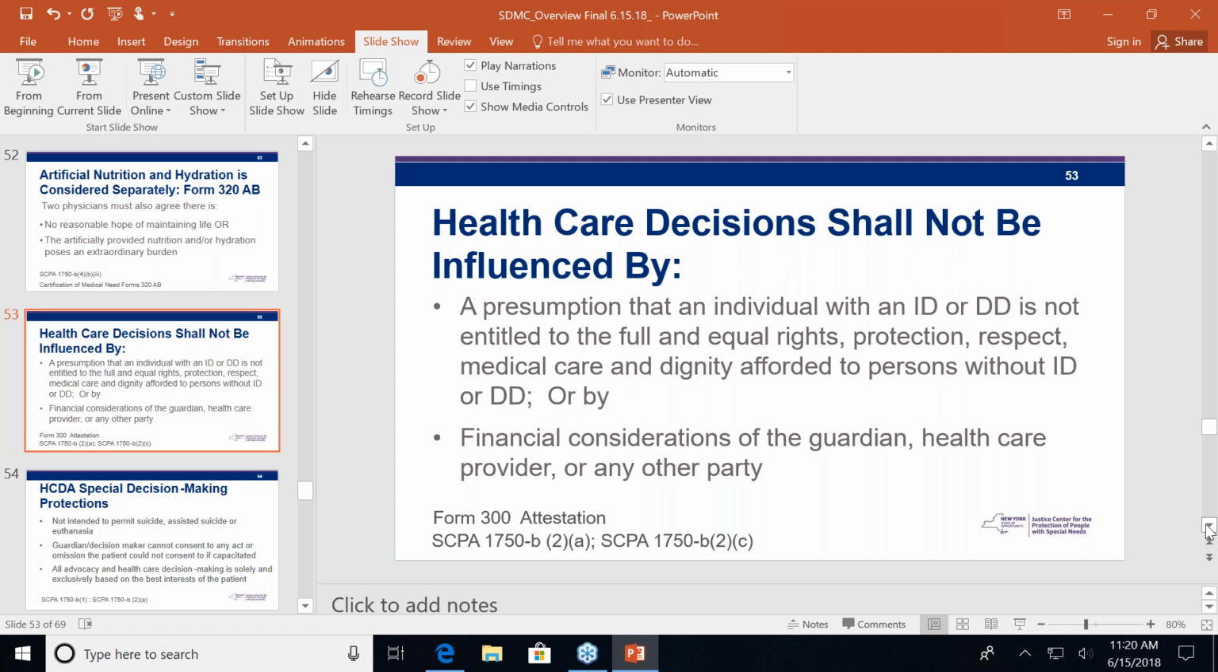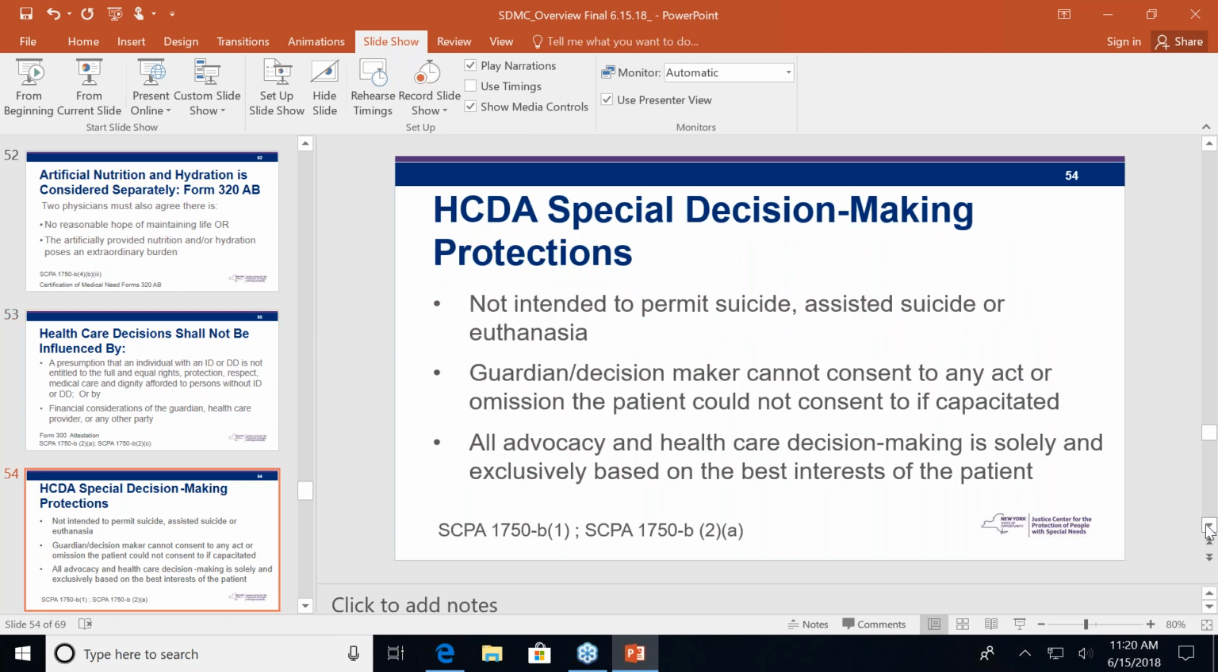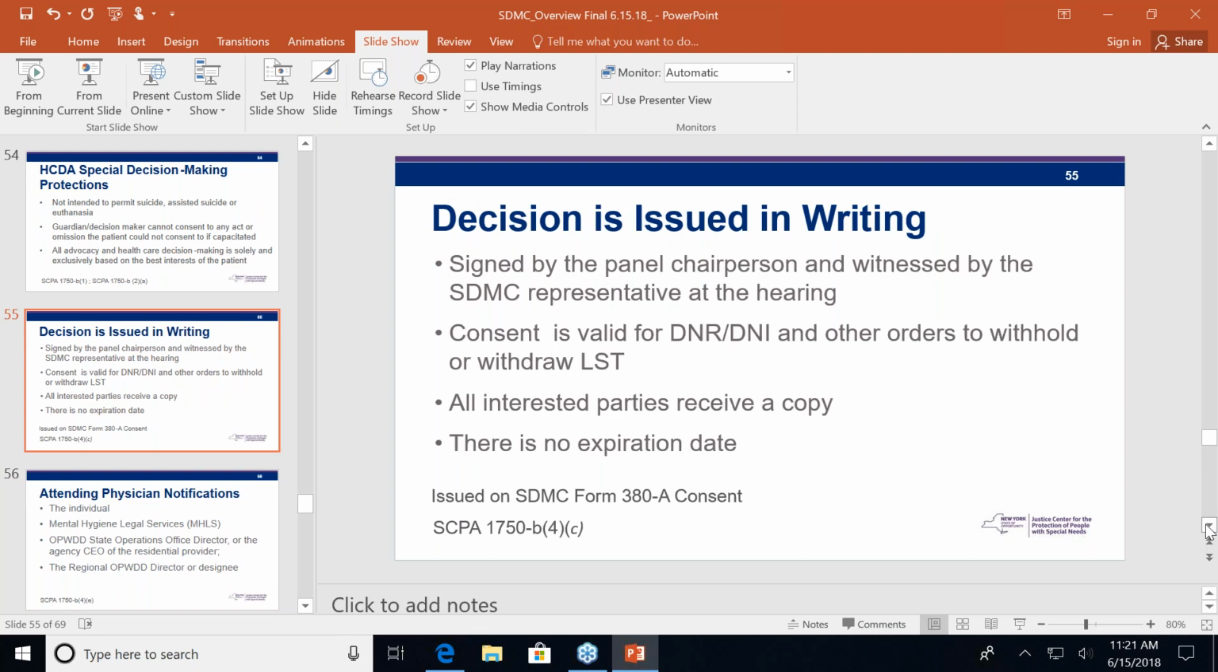There should never be any discussion as to how expensive it is to keep someone maintained on a ventilator or attached to the tubes for life-sustaining treatment. In the Healthcare Decisions Act, because of the risks, this is dangerous ethical territory. So there are special protections in the Healthcare Decisions Act statute, and this is not intended to permit suicide, assisted suicide, or euthanasia. The guardian or the decision maker cannot consent to any act or omission that the patient could not consent to if the patient had the ability to make a decision. And all advocacy and healthcare decision making is solely and exclusively based on the best interests of the patient. Those are the decision making considerations.